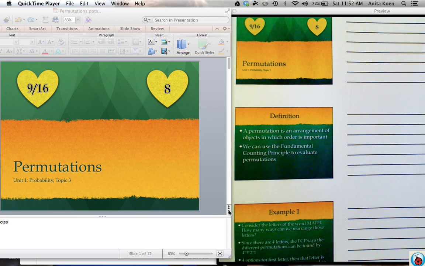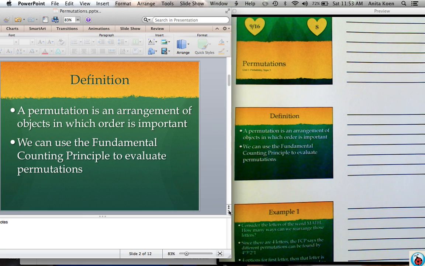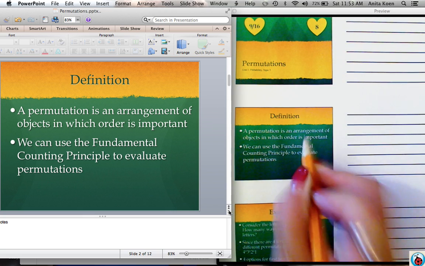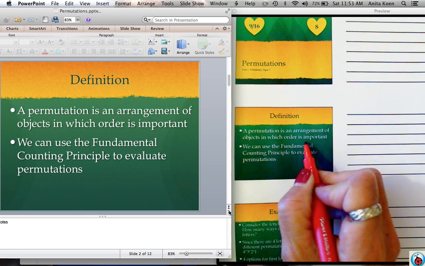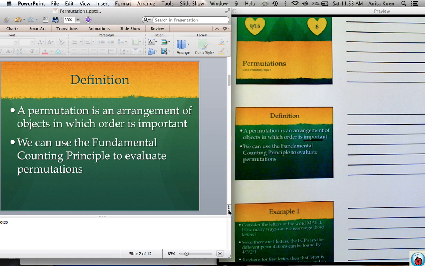Today's lesson is going to be on permutations. This is log page 8 in your logbook. A permutation is an arrangement of objects in which order is important. So I want you to highlight or underline "is important."